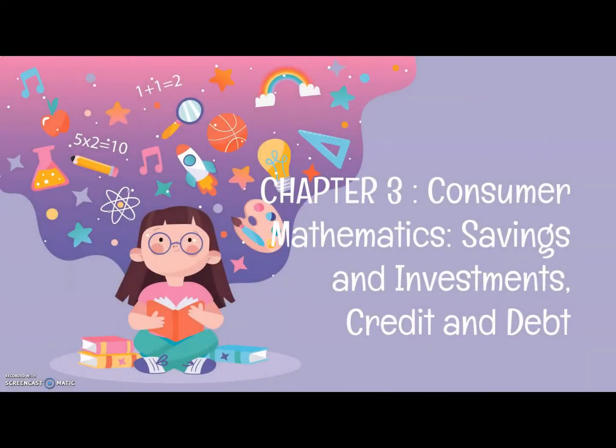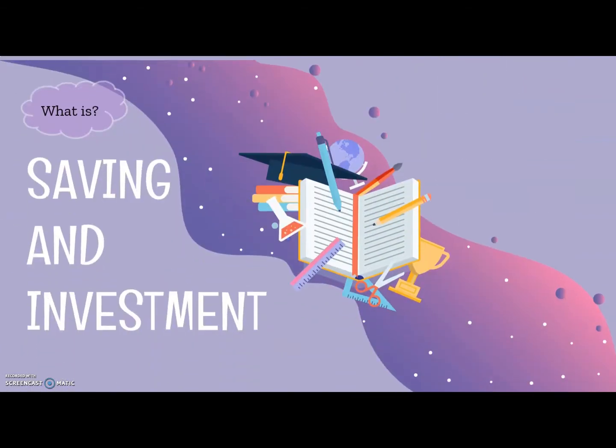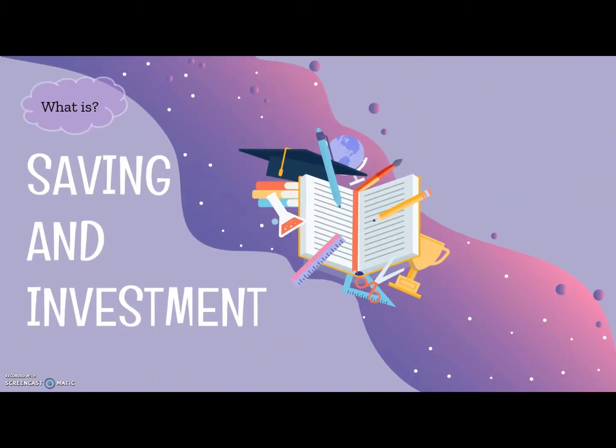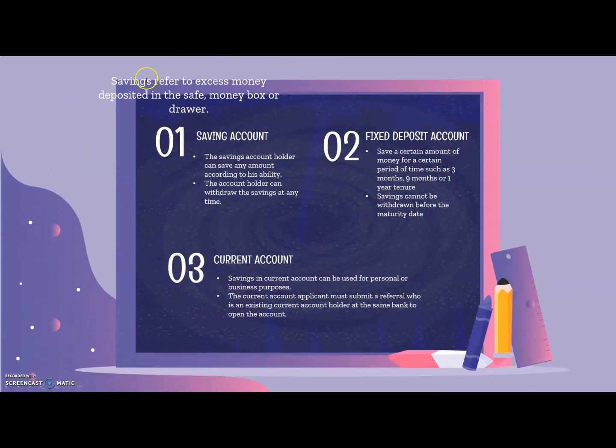So this is chapter 3, Consumer Mathematics: Saving and Investment, Credit and Debt. First and foremost, what is saving and investment? Saving refers to excess money deposited in the safe, money box or drawer. It is divided into three categories.